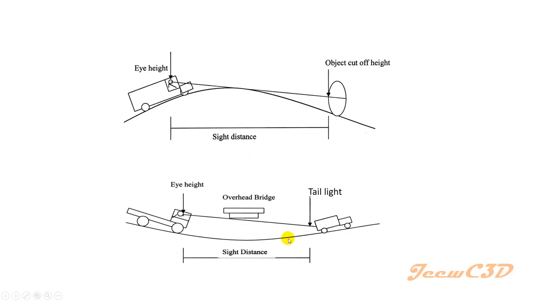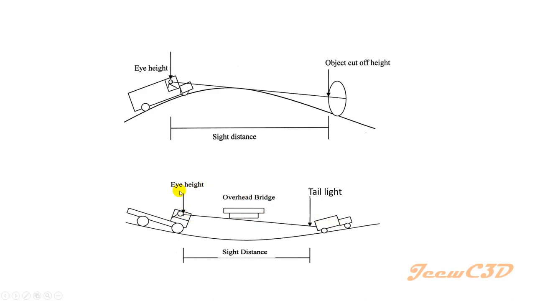In the bottom image, the same thing happens. Here you have an overhead bridge, so the line of sight will be blocked by this bridge. So this overhead bridge height would affect the sight distance. If it is at a higher elevation than this, the driver will clearly see the road.